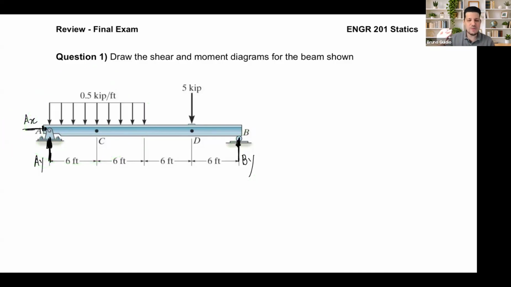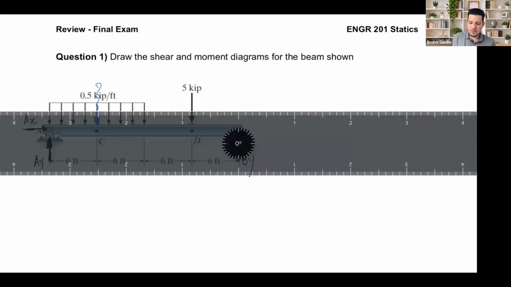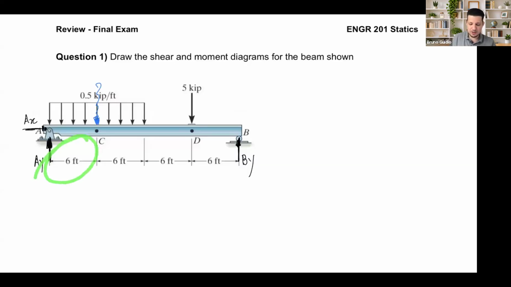Another thing that I wanted you to leave this class with: this is simply a uniform distributed load. So how can I find the equivalent force for this in order to calculate reactions? It's going to be right here in the middle of this uniform distributed load. If one side is 6, another side is 6, this is 12. So right here I have 0.5 times 12, which is going to be 6 kips.